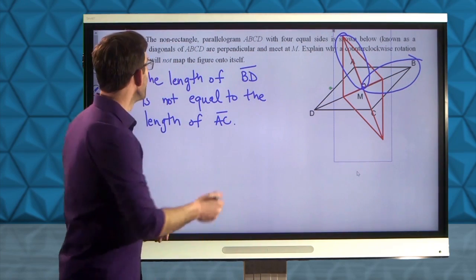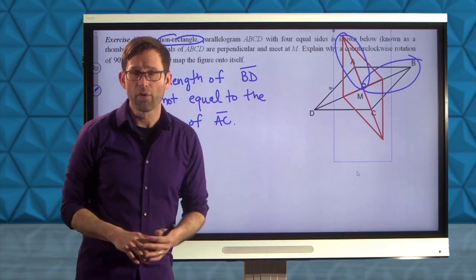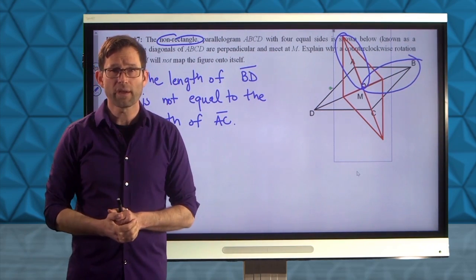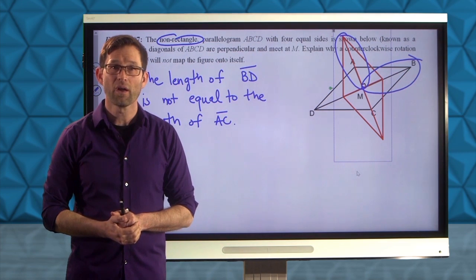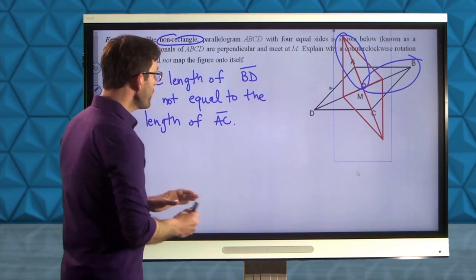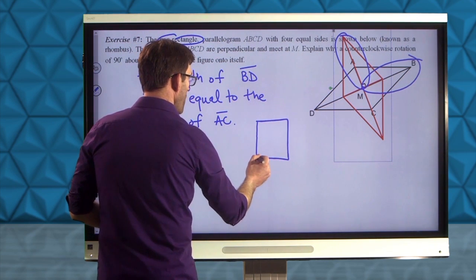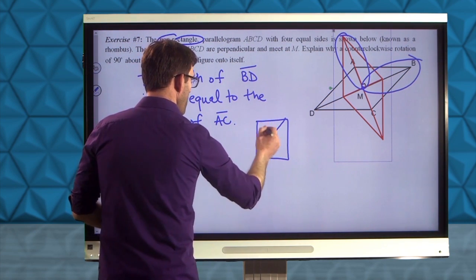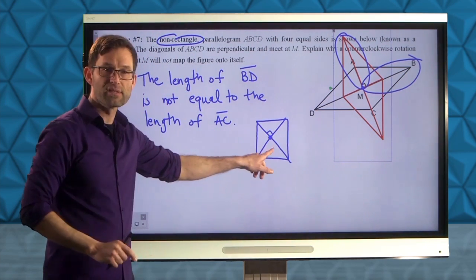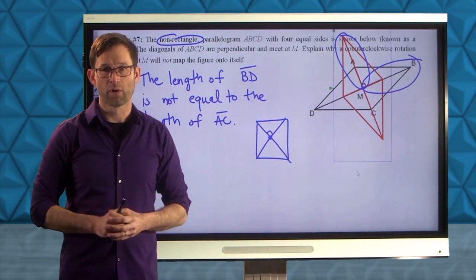Side note, the reason that I had to throw in the fact that it was a non-rectangle, although that's pretty obvious from the figure, is that a rhombus that's also a rectangle, known as a square, would have 90-degree rotational symmetry. So if we had a square, then when I rotated it 90 degrees about its center point, that would get the job done. It would map the figure onto itself.